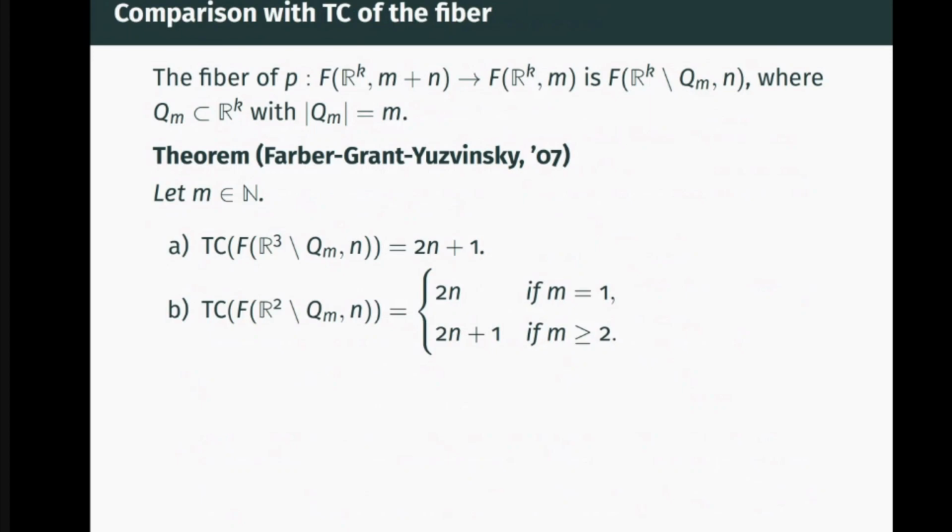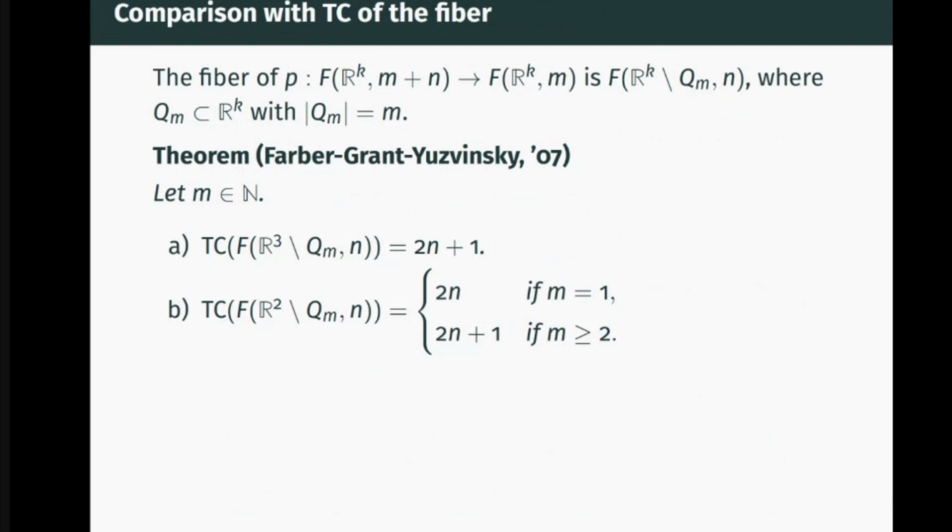There was a result by Farber, Grant, and Szymanski from 2007, namely in 3 and 2 dimensions. If we remove m different points from R^3, the TC of this configuration space here is 2n plus 1. So that might be a slightly surprising thing. It doesn't even depend on the number of points that you remove here. And here it's almost the same. In two-dimensional space, if we remove m different points, the only difference is whether we remove 1 point or more than 1. If we remove 1 point, we get 2n, and for more than 1, we get 2n plus 1. But again, this doesn't depend on the number of points that we're actually removing.